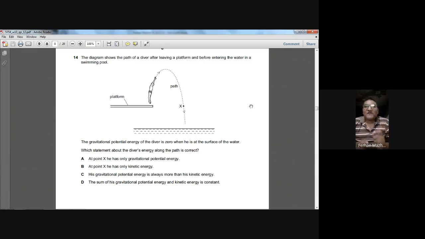The sum of his gravitational potential energy and kinetic energy is constant. This is the law of conservation of energy. Question number 14, D is the option. I hope you have understood.